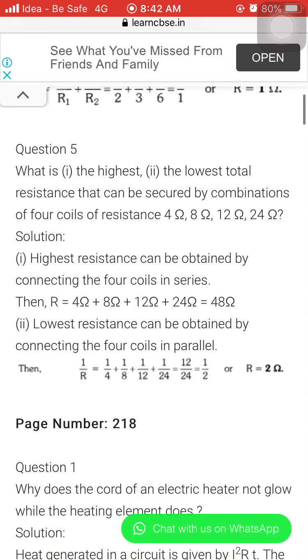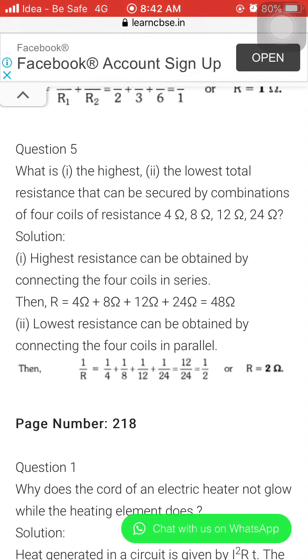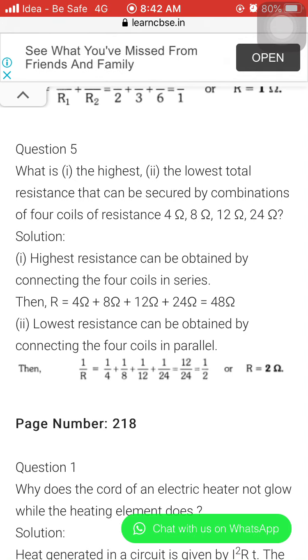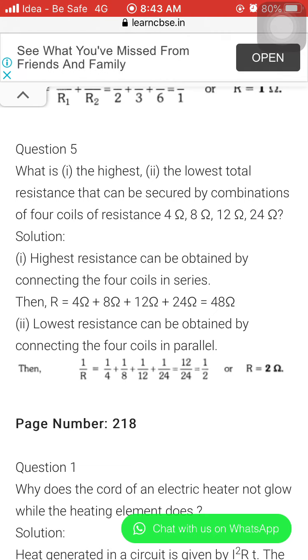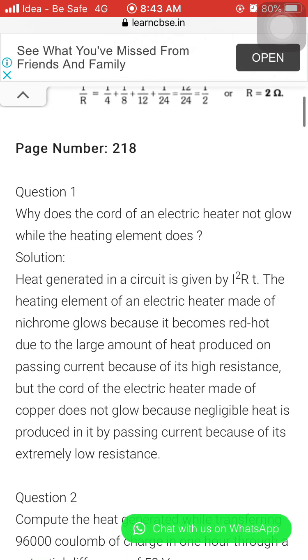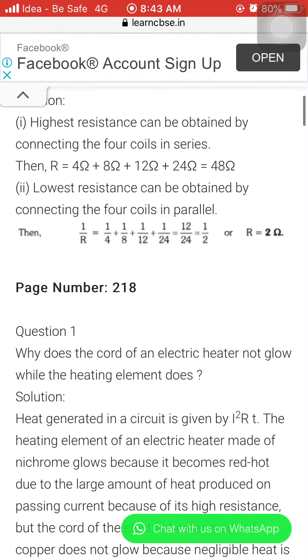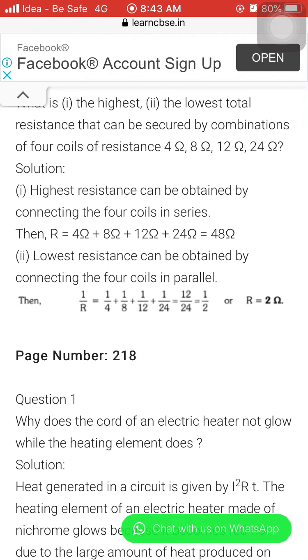Now what is the highest and the lowest total resistance that can be secured by combination of 4 coils of resistance 4 ohm, 8 ohm, 12 ohm and 24 ohm? So the highest and the lowest total resistance we have to find out. The highest will of course be obtained when they are connected in series, and the lowest would be when they are connected in parallel. So highest will be 48 ohm and lowest will be 2 ohm. Now here, we'll wind up. Next questions we will discuss tomorrow.